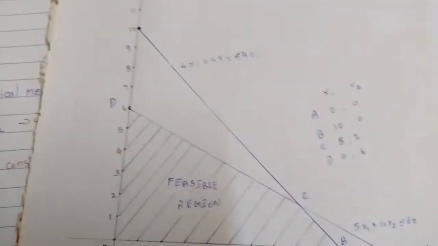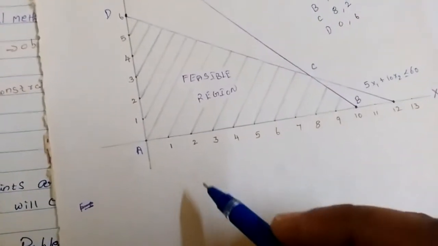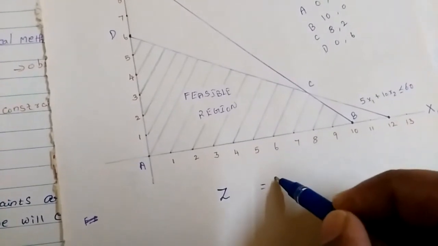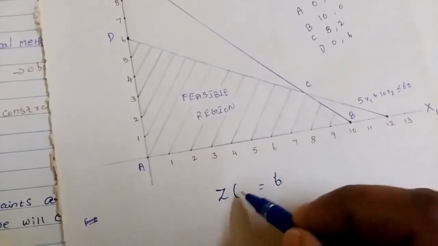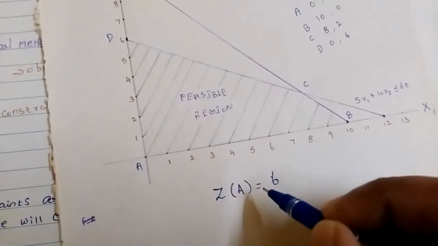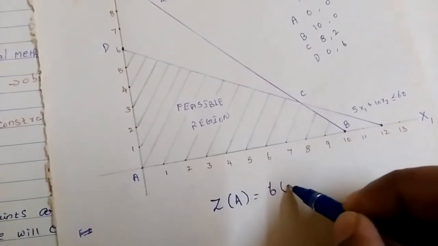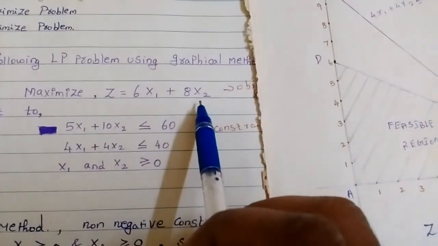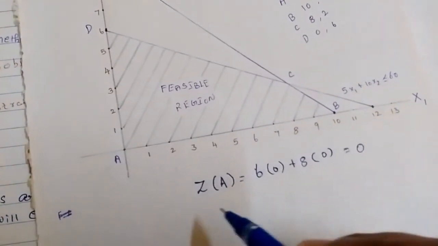Now how do we calculate that? After taking the corner values, what is the objective function? Z is equal to 6x1 plus 8x2. Just calculate Z of A. In point A, what are x1 and x2? 6x1 is 0 plus 8x2 is 0. This is the objective function, Z equals 6x1 plus 8x2, and you apply it. What is the value? Totally 0.